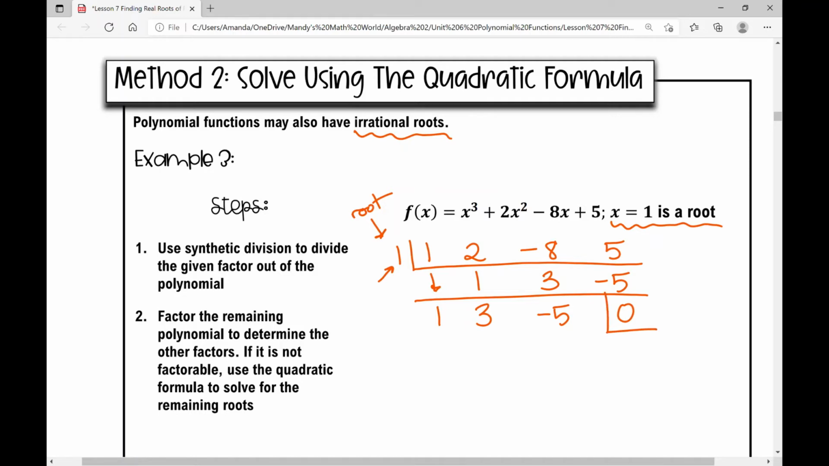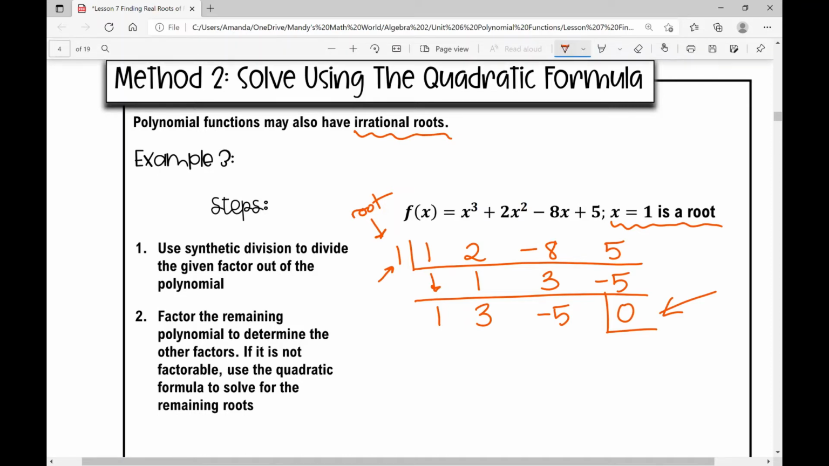If you were ever given a problem that said, is this a root? You can use synthetic division. If you get a remainder, it is not a root. Not a root if you get a remainder other than 0.